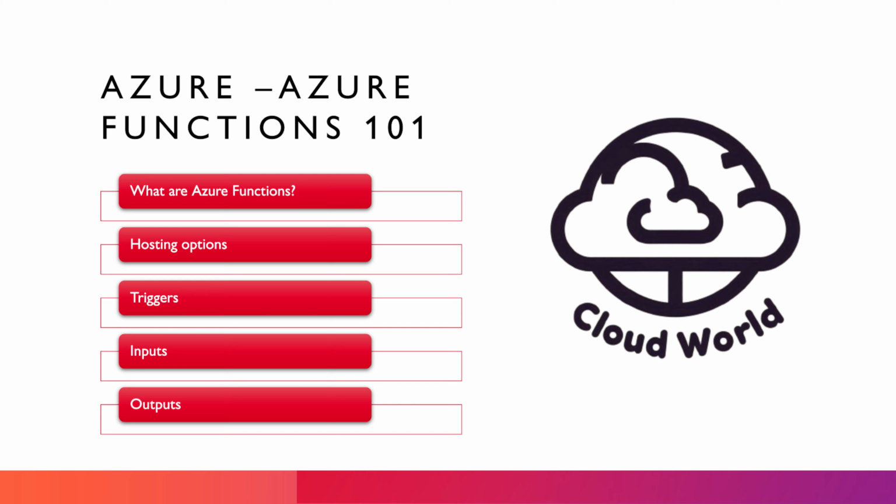From there, we are going to explore what triggers, inputs, and outputs are. These three pieces are actually the most important pieces when writing Azure functions because you will need to provide those in order to make your function meaningful. So let's start with this session today.